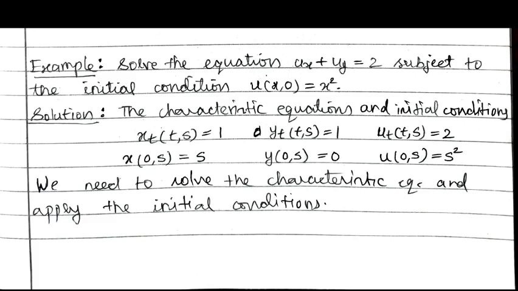If you compare with the standard linear equation, we see that a is 1 here, b is 1, and c0 is 0 here, and c1 is 2. Okay, so it is a linear equation. And the initial condition is given: u at x0 equal to x square. What does this mean? Okay, u is a function of x and y. U at x0 means when y equal to 0. Now y equal to 0 means the x-axis. So on the x-axis, the value of u is x square.